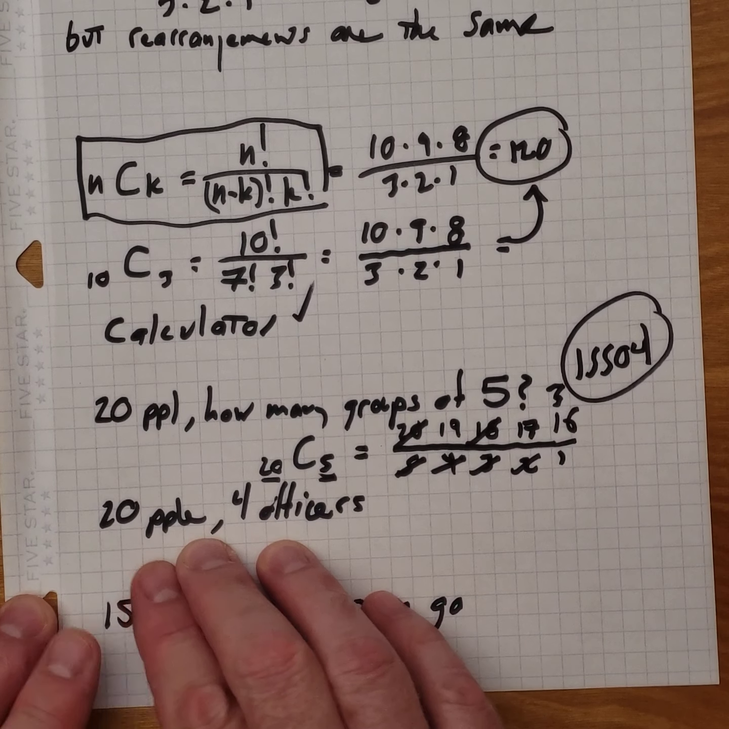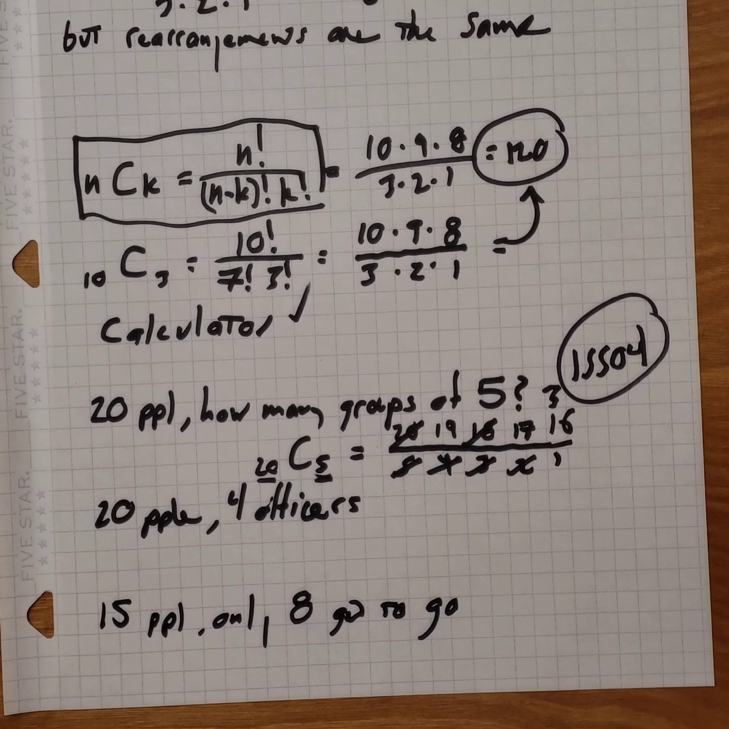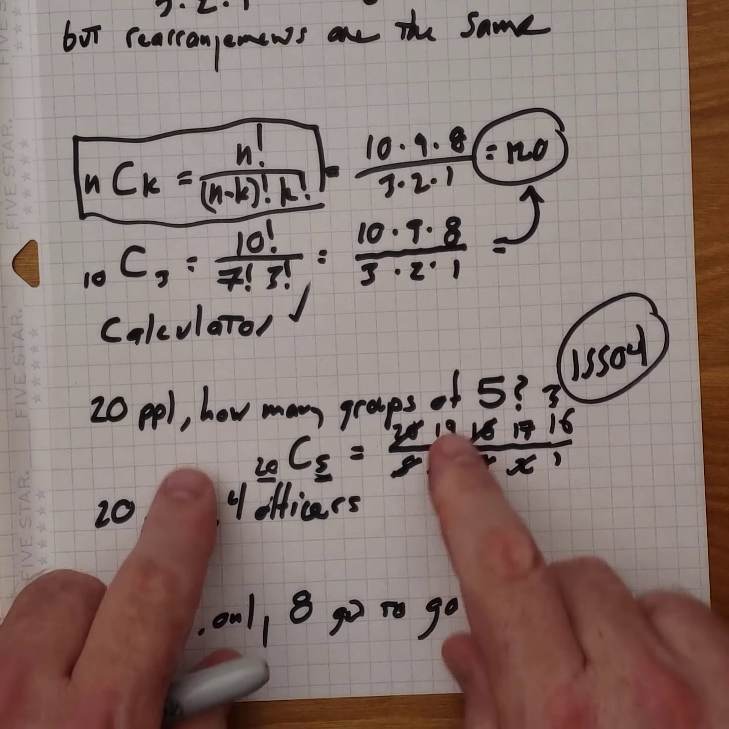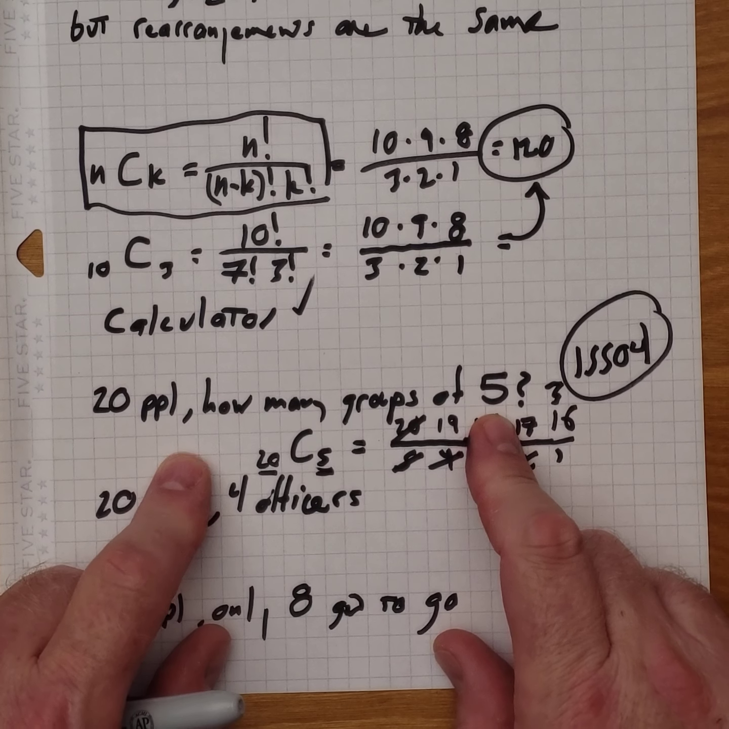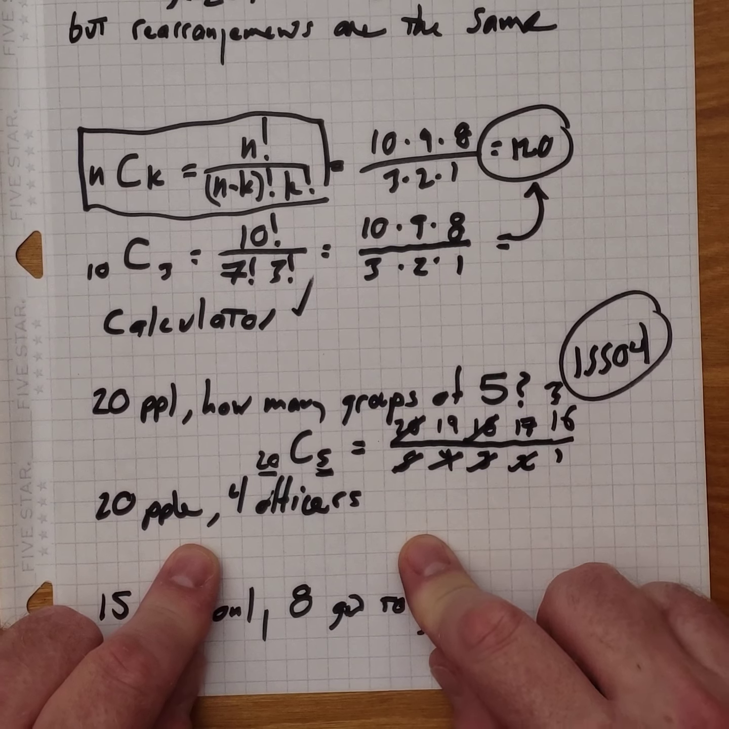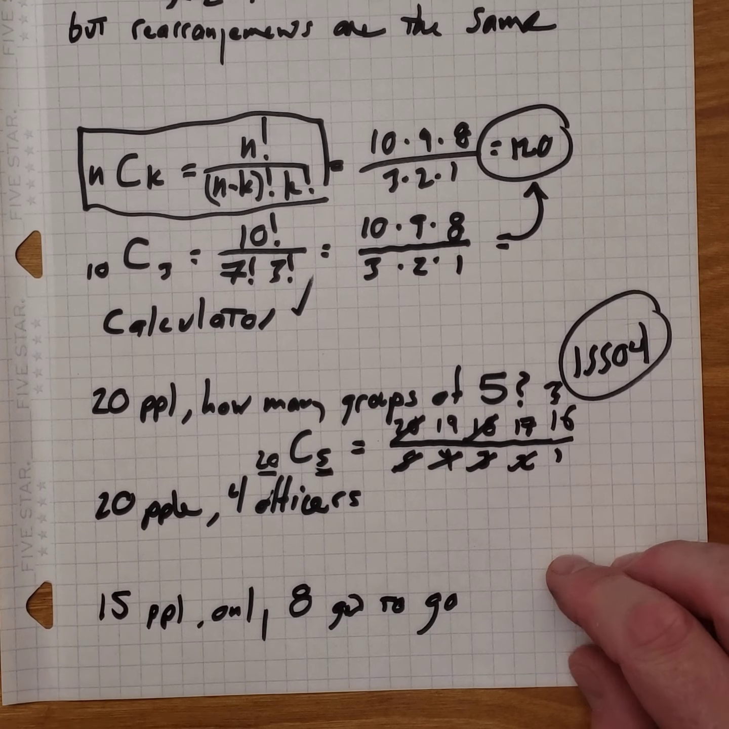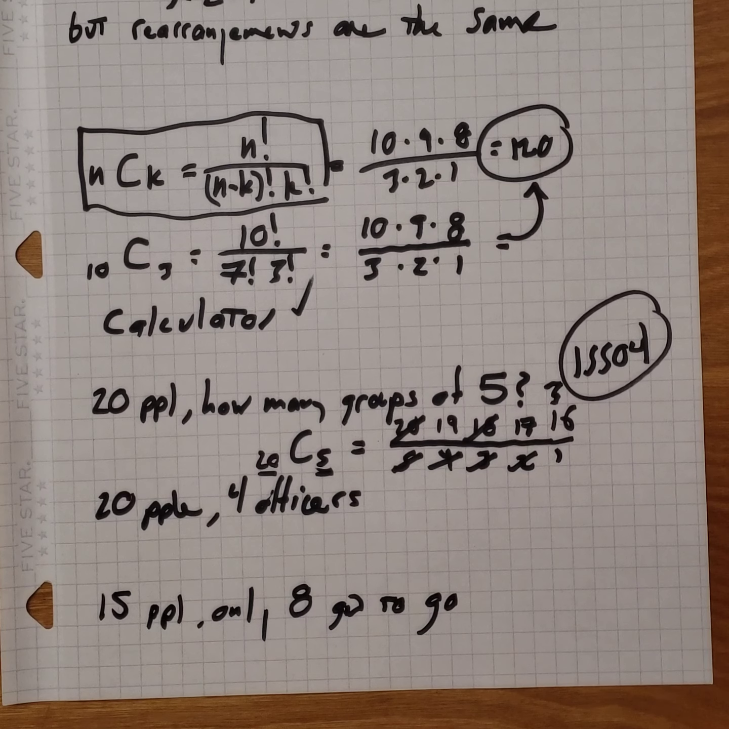What if we have a class of 20 people, and we need to choose 4 officers from that class, say maybe to represent on student council or something, where you've got a president, a vice president, a treasurer, and a secretary. How many different ways can we choose those? Well, the previous one was a combination because order didn't matter, because it was just a group of 5 without any ranking. But here, one is the president, one's the vice president, one is the secretary, one is the treasurer. So the order does matter. That's going to be a permutation.